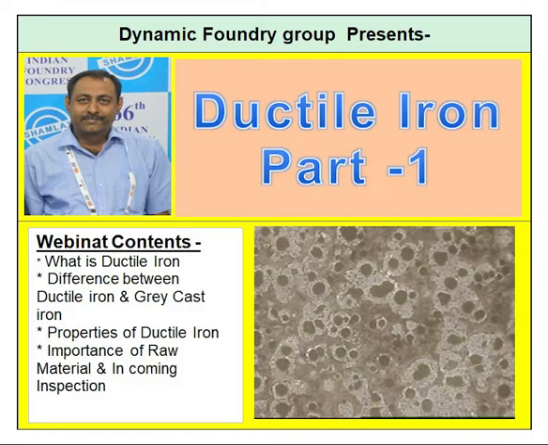This is the matrix for 600 by 3 grade. We can see a lot of pearlite is there, and just outside the nodule we can see ferrite, which is not more than 20%. So this is the structure for 600 by 3 grade matrix.